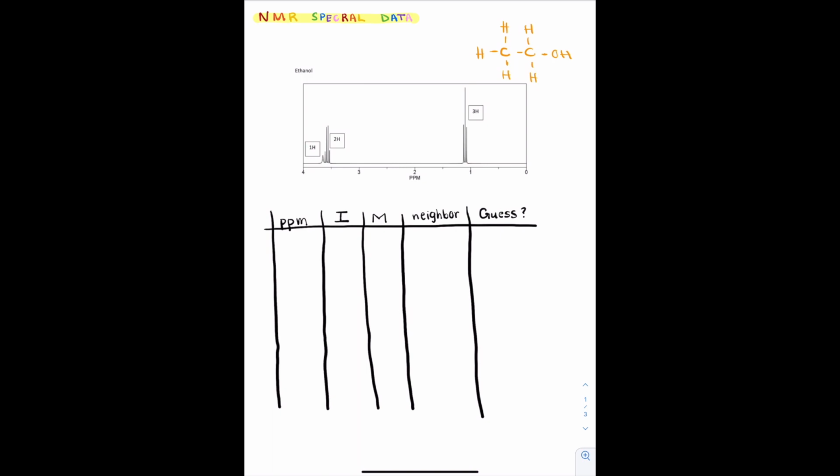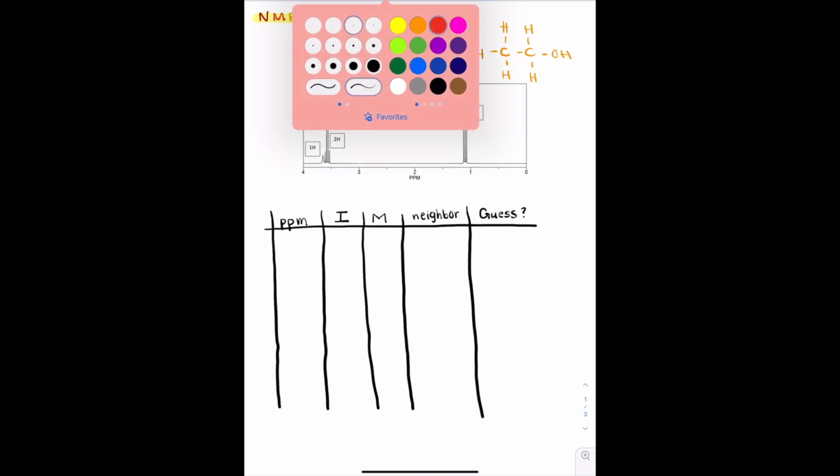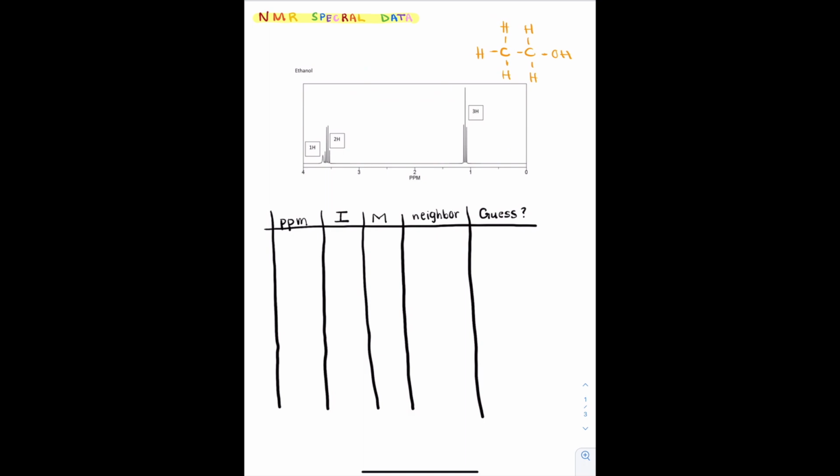So first things first is we're going to look at the number of signals. So here we have 3 signals. So this is signal A right here. This is going to be signal B. And this is going to be signal C right here. And if you look and you see these 3H, 2H, 1H, those are indicative of the integration for those particular peaks. So first I'm going to go ahead and start with A, and I'm going to fill out this chart.